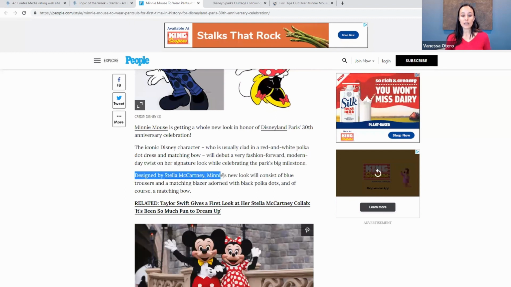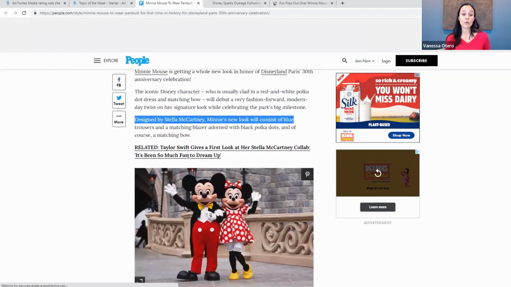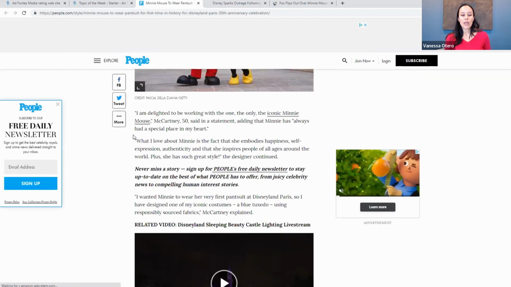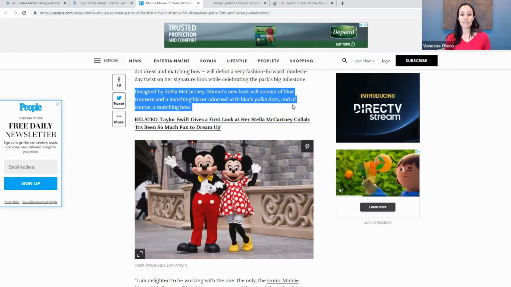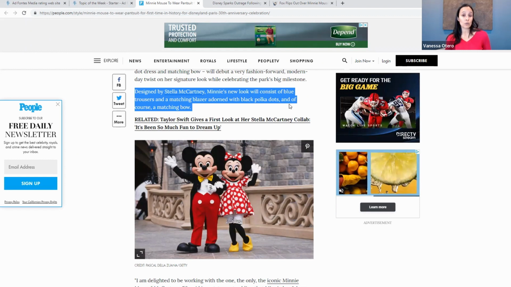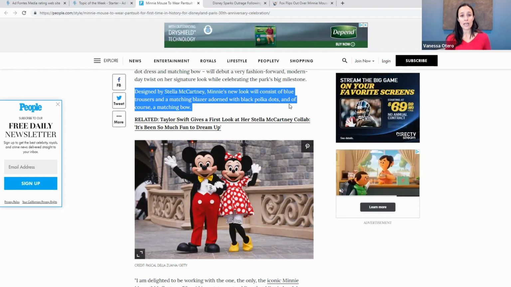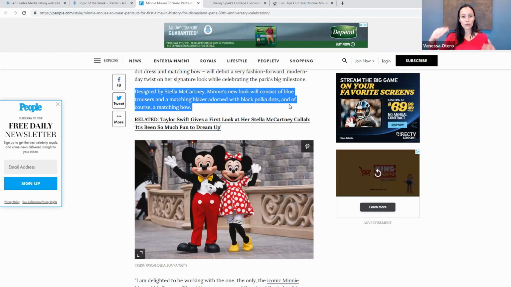Designed by Stella McCartney, Minnie's new look will consist of blue trousers and a matching blazer adorned with black polka dots, and of course, a matching bow. And again, what kind of sentence is that? That's a fact statement. That's just what the news is. You can't really say the news any more straightforwardly than that. So far we've got high points for expression, high points for veracity.